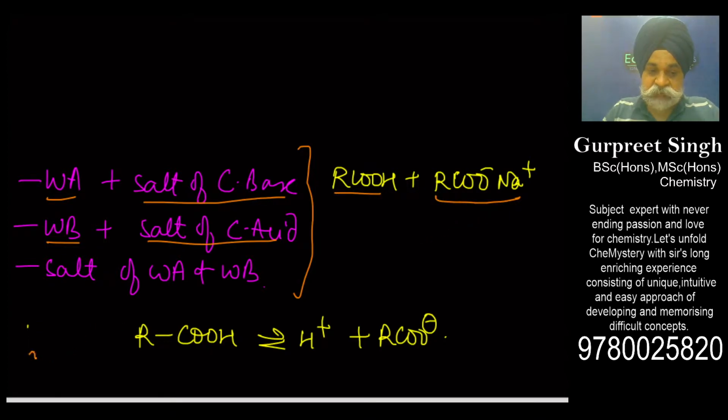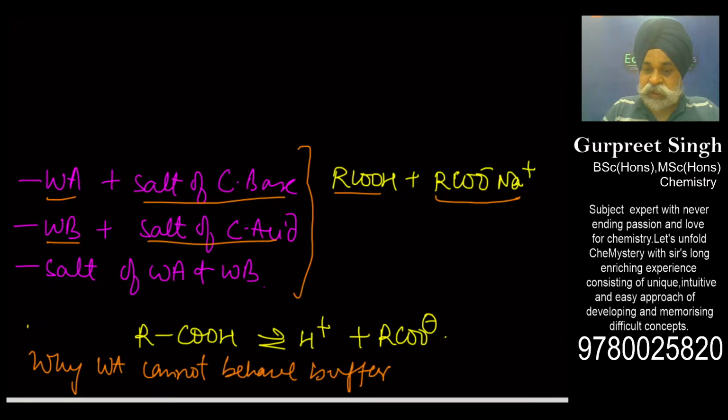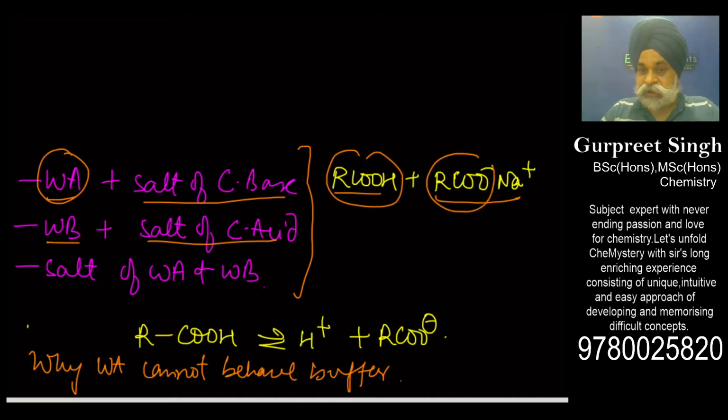They have also asked me why a weak acid alone cannot behave like a buffer, in spite of the fact that a composition having a weak acid along with its salt shows buffer-type action. Why not if we take only weak acid, because the weak acid also would have its conjugate base, or this anion is also available in it.